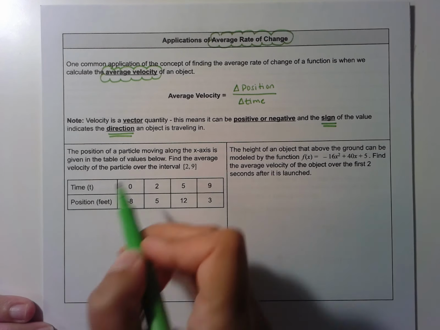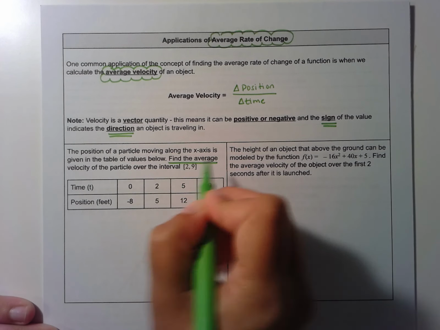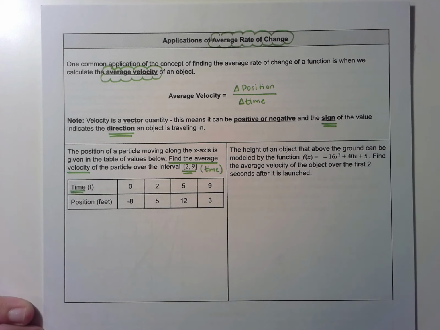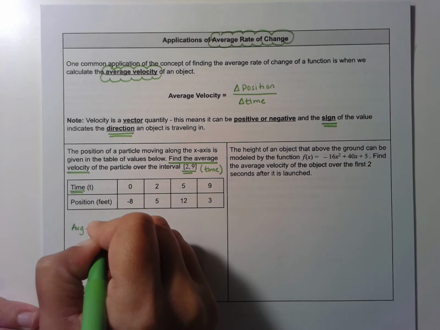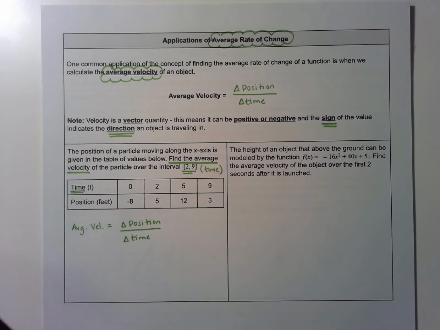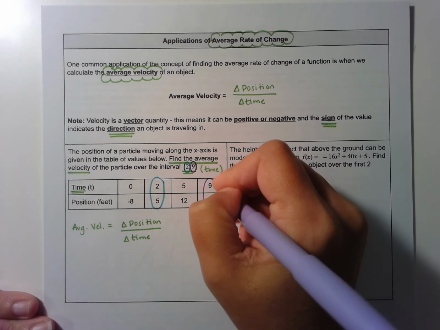So in this problem, it says the position of a particle moving along the x-axis is given by a table of values below. Find the average velocity of the particle over the interval from 2 to 9. So since this is an interval, that means they're both input values, which in this case makes them time values. So what we're going to do is figure out the average velocity, which is going to be the change in position divided by the change in time. Now, the two coordinates that we're looking at here are the position when the time is 2, which would be right here, and the position when the time is 9, which would be right here.